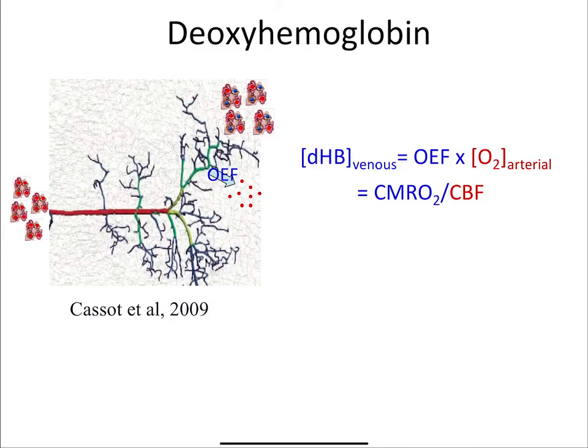So we put that together. We already said that the venous concentration was OEF times arterial CO2. Now we can substitute for these terms and write it as CMRO2 over CBF. So it's just the ratio of metabolism over blood flow, which makes sense. If I have more metabolism, then deoxyhemoglobin is going to go up. If I have less, it's going to go down. The more blood flow I have, the more delivery of oxygen I have, so that's going to make deoxyhemoglobin go down. And the less blood flow I have, then deoxyhemoglobin is going to go up.